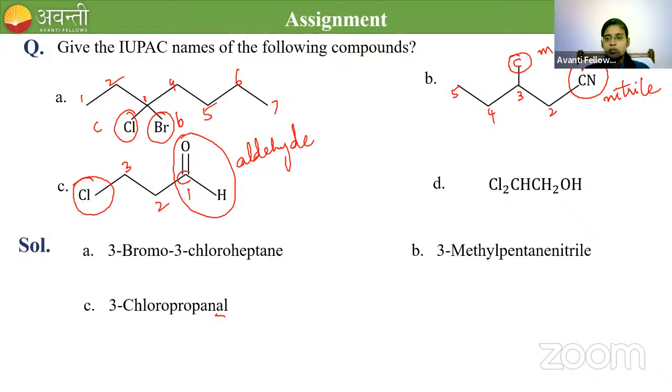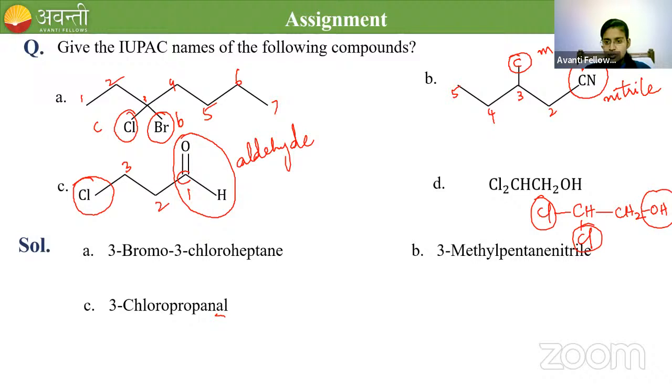Can anyone try the name of the fourth compound? Let me expand the structure of the fourth compound. We have CH, which is attached to 2 chlorines, and we have CH2, which is attached with OH. OH is the functional group. The Cl are the substituents.